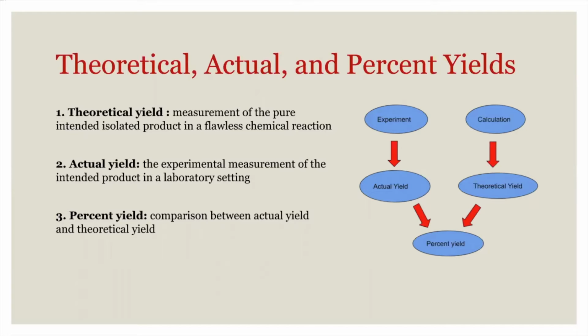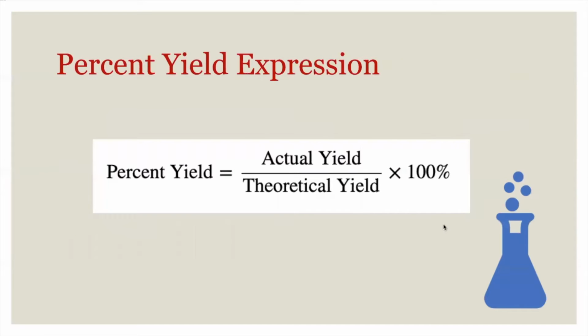Here I have a diagram for you to better visualize or illustrate this concept. After the experiment, you calculate the actual yield. After a calculation, you calculate the theoretical yield, and then you combine these two to determine your percent yield ratio. So here's our percent yield expression, as we all know.